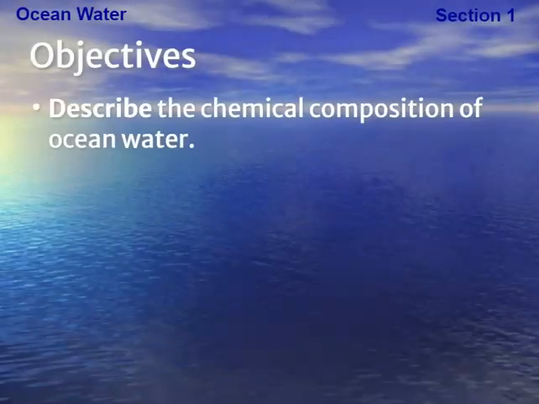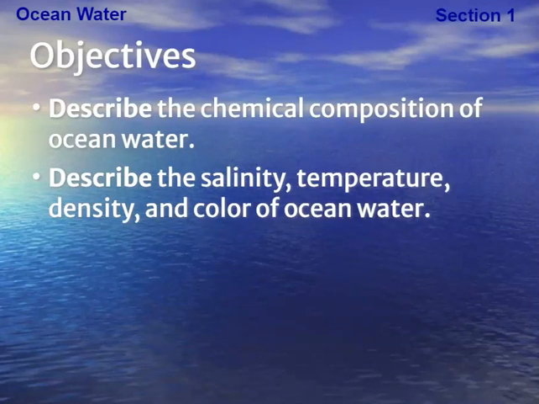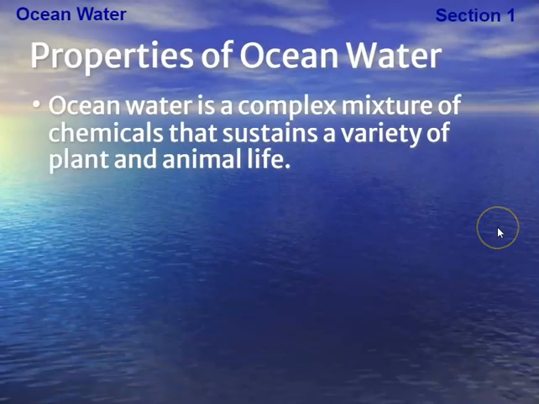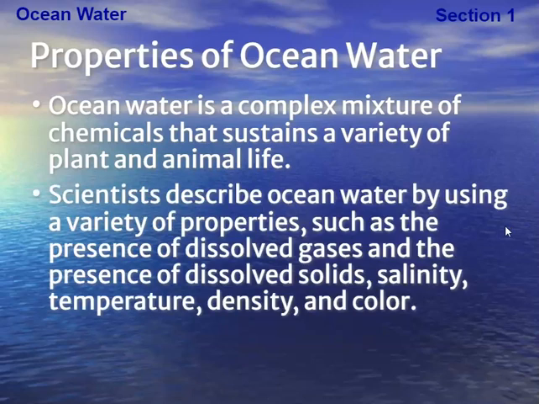So our objectives are describing the chemical composition of ocean water, the salinity and temperature, as well as density and color of ocean water. So let's get started right away with properties of ocean water. It is a mixture of chemicals that sustain a variety of plant and animal life. Many of the things that we find mixed inside of ocean water include things like chlorine ions, different forms of salt, some minerals. Anything that is washed off of the land from runoff can end up in the oceans.